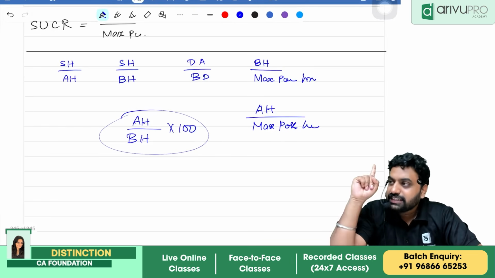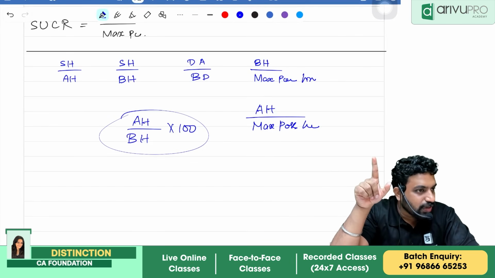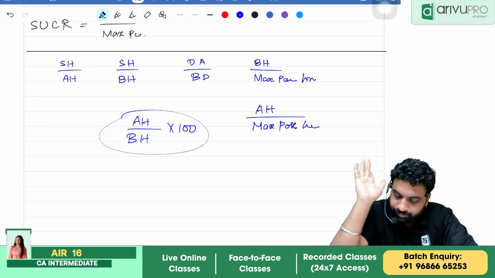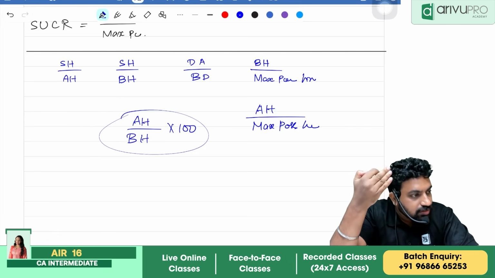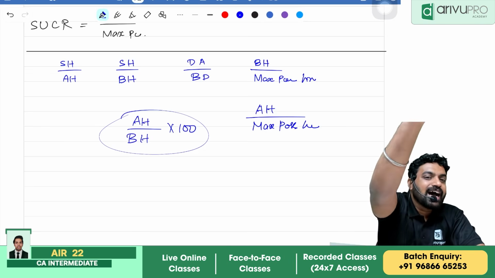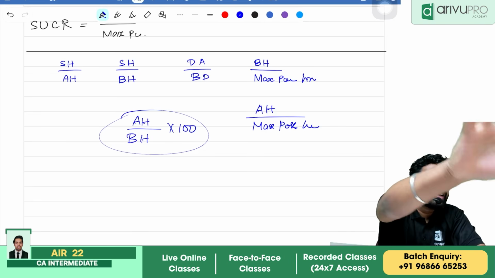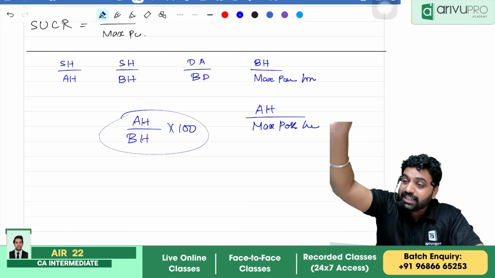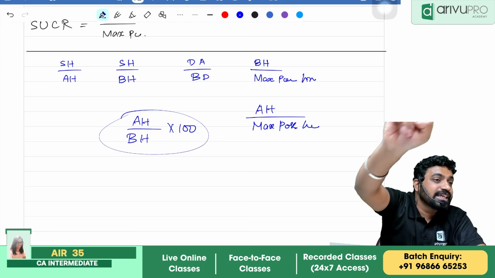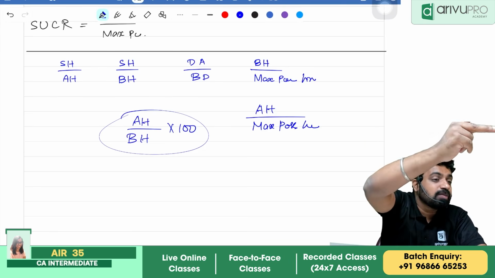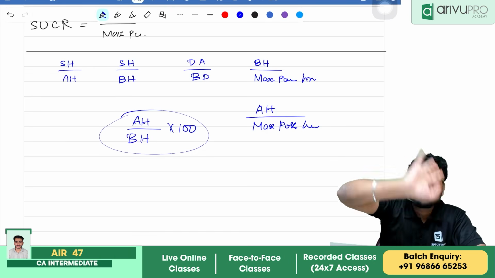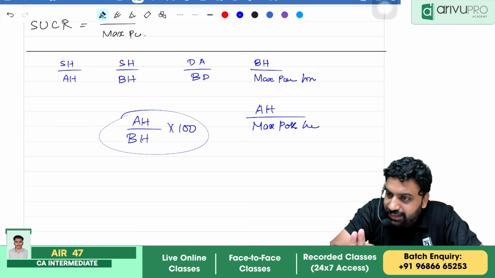So, standard hours by actual hours will give you efficiency. Standard hours by budgeted hours will give you activity. Days available divided by budgeted days will give you calendar. Budgeted hours divided by maximum possible hours will give you standard usage of capacity ratio. Actual by maximum possible will give you actual usage of capacity ratio, and actual by budgeted will give you actual usage of budgeted capacity ratio. Simple. Hope all these 6 are clear.